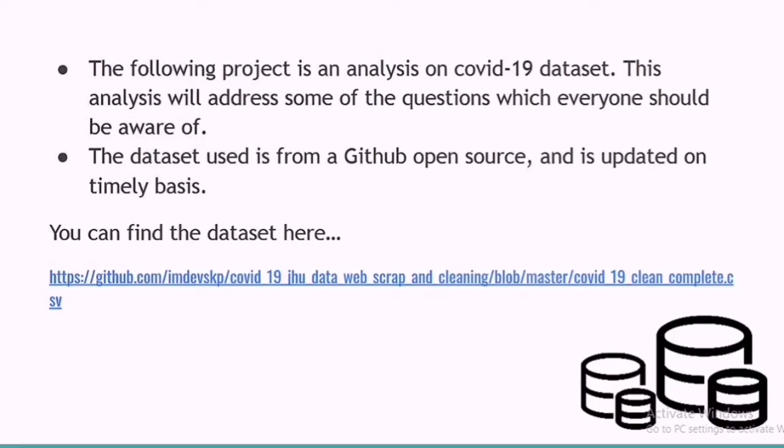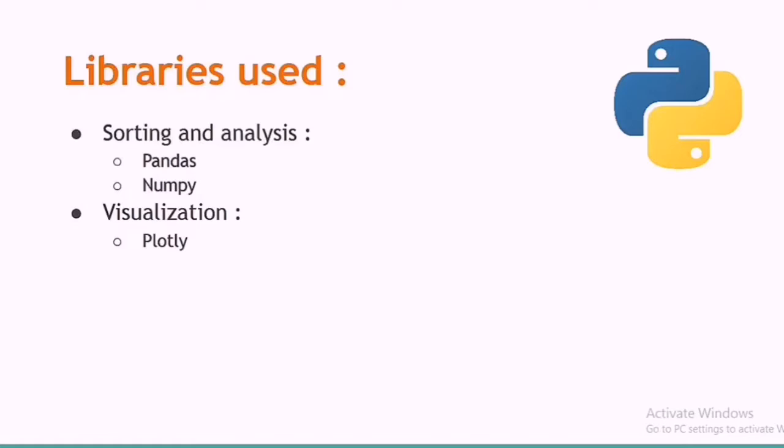The following project is an analysis on COVID-19 dataset. This analysis will address some of the questions which everyone should be aware of. The dataset used is from a GitHub open source and is updated on a timely basis. The libraries used are Pandas and NumPy for sorting and analysis and Plotly for visualization.